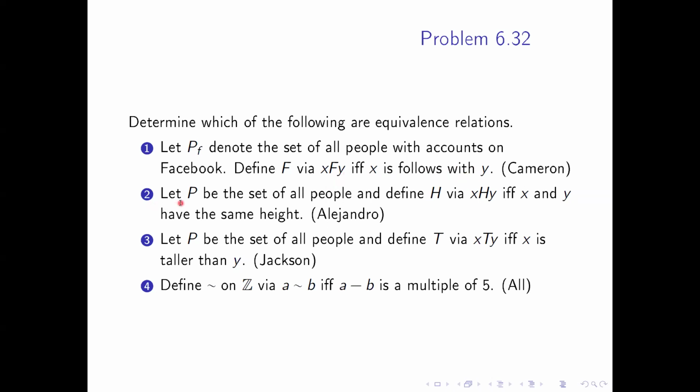Now, Alejandro, you get, again, the height people, X H Y, if X and Y have the same height. Is that an equivalence relationship? Jackson, you have the taller than one here. And I want all of you to try this one where A tilde B on the integers, if A minus B is a multiple of 5. So A is related to B if their difference is a multiple of 5.